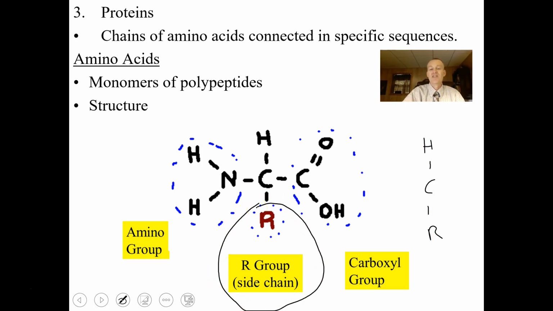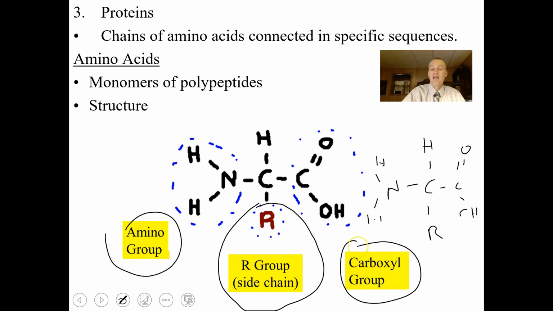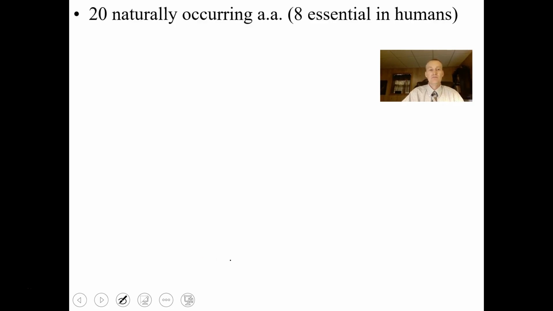There's 20 different kinds of them that make 20 different kinds of amino acid. We have on one end a carboxylic acid or a carboxyl group, and then on the other end we have an amino group. Okay, so that is an amino acid with the R group. There's 20 different naturally occurring amino acids in humans.